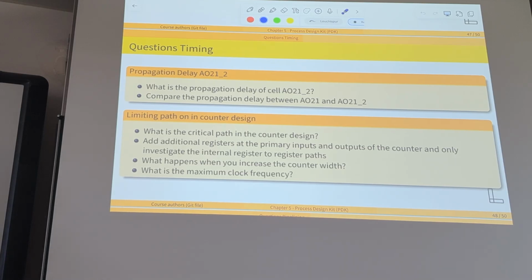So what happens when you increase the counter width? What is the maximum frequency for several bit widths? The counter is not running that long, so you could easily figure that out.